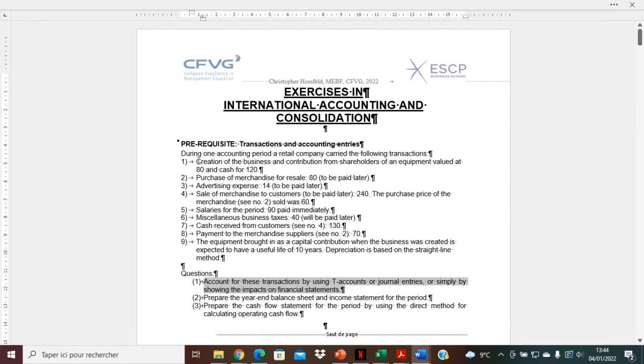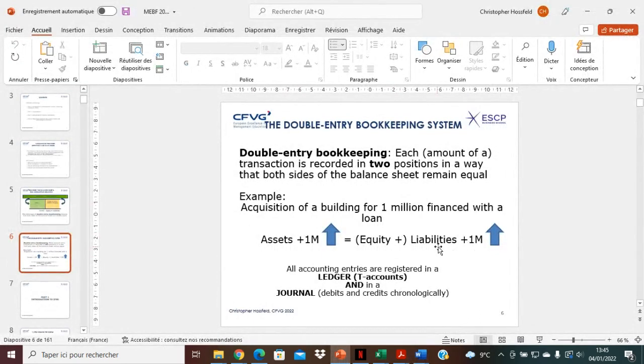Okay, let me show how this works by looking at the first transaction, and let's do this together. Creation of the business and contribution from shareholders of an equipment valued at 80 and cash for 120. Here we're talking about a business that has newly been created, so we do not have any existing accounting numbers before that. The shareholders create the business and provide in total 200 to the new company, 80 in the form of an equipment and 120 in the form of cash. Therefore we need to apply our double entry bookkeeping, and check how this transaction modifies the assets, equity or liabilities of the company.